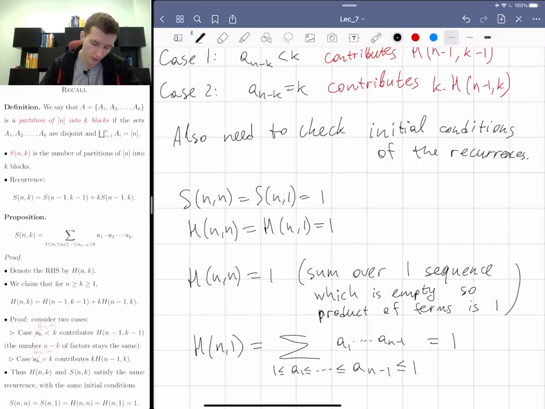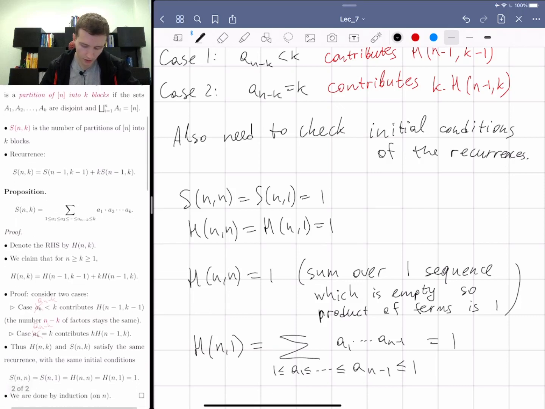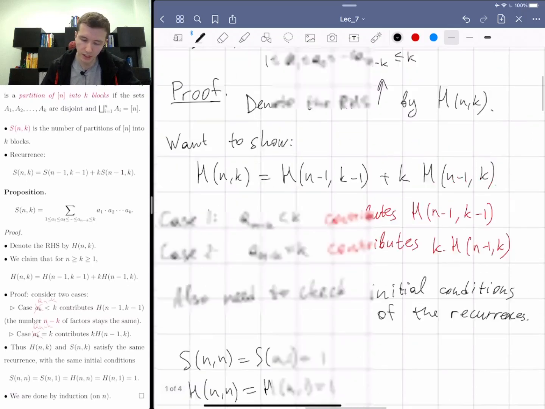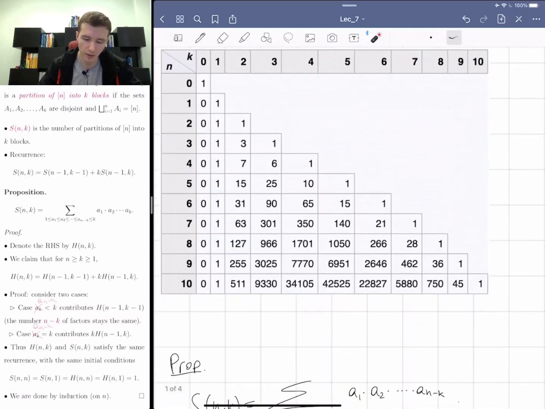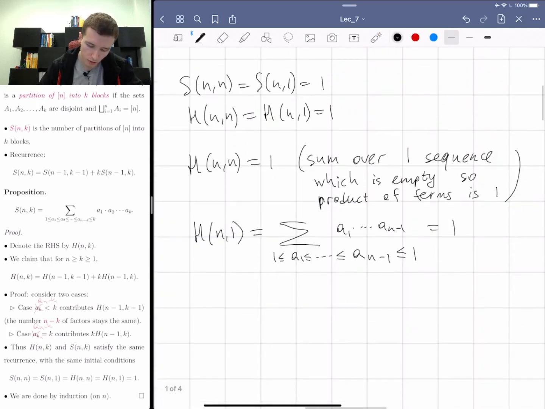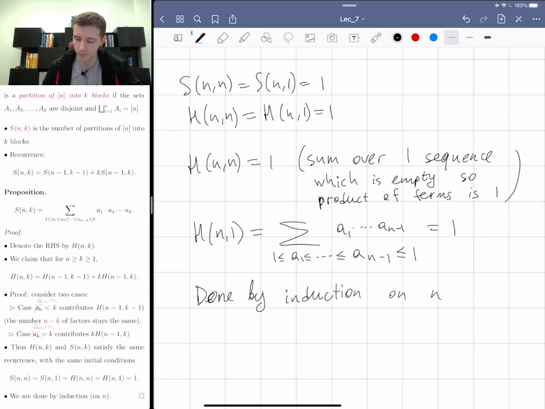So that's the end of the proof, because of the argument I explained that the whole table can be computed row by row in each case. So we are done by induction on n.